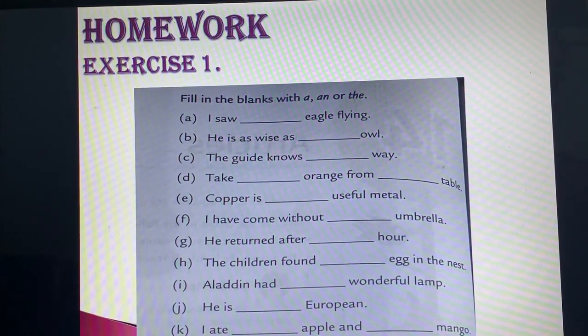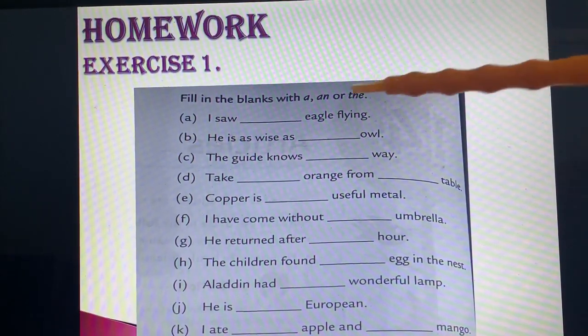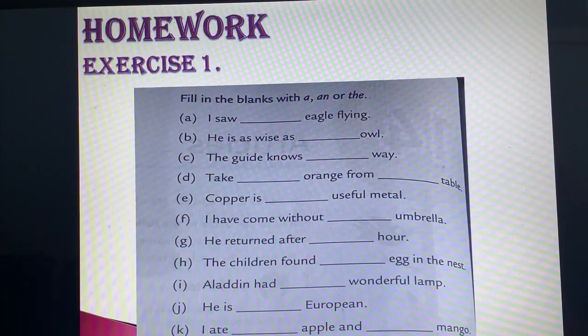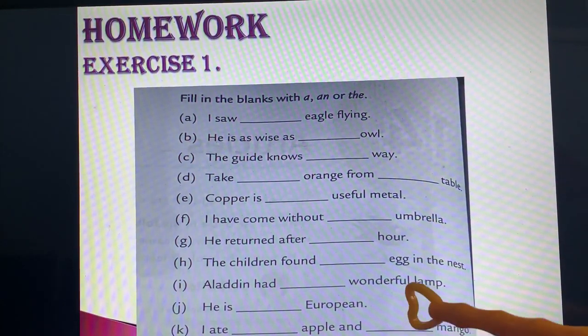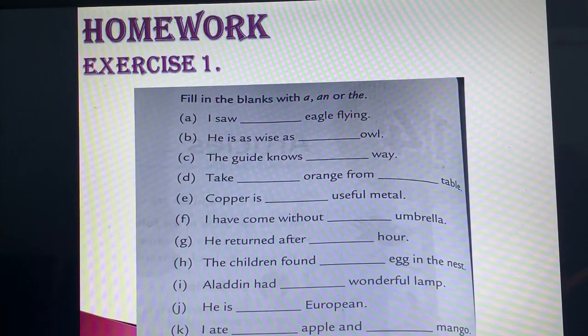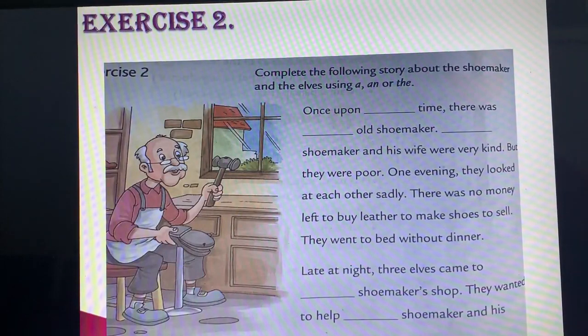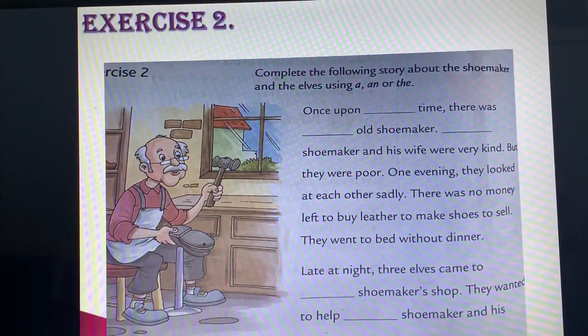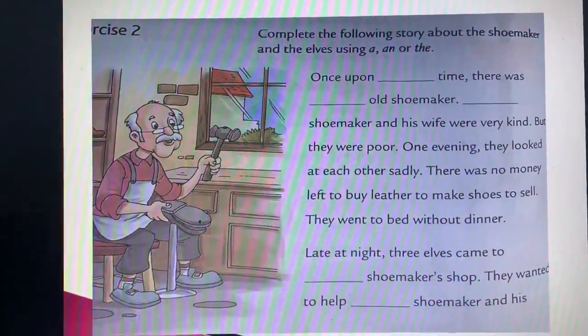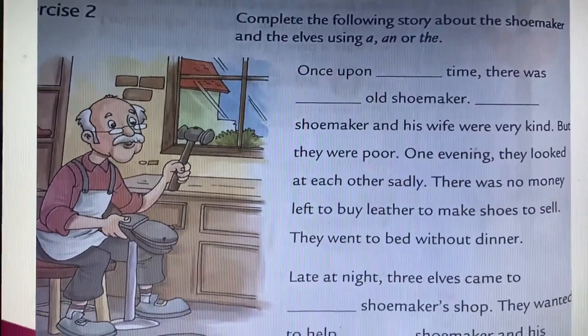First is fill in the blanks with a, an, or the. Fine. These are 11 sentences. You have to do it on your own with a pencil. Please do not use a pen in your books. Next, this is exercise number 2. You have to do this exercise also on your own. Fine, this exercise also you will do on your own.